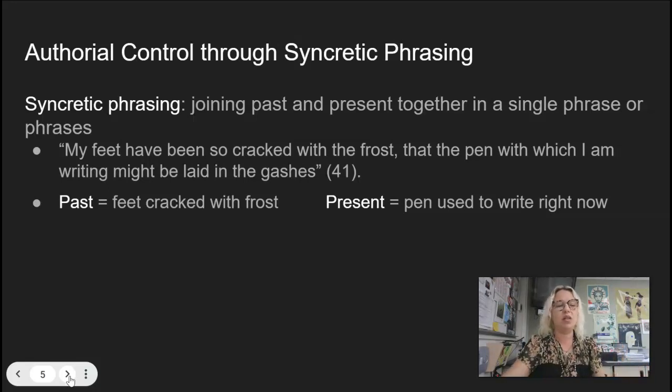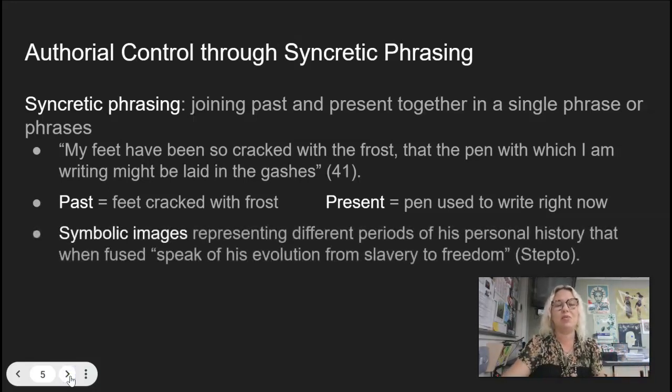And so using those two images becomes really symbolic, using feet that he used to actually escape, that he used to do the work that was tasked to him when he was not free. And then the pen that he now uses to create writing. They're important images, and they speak of his evolution from slavery to freedom, the physical work to the more mental labor of writing.